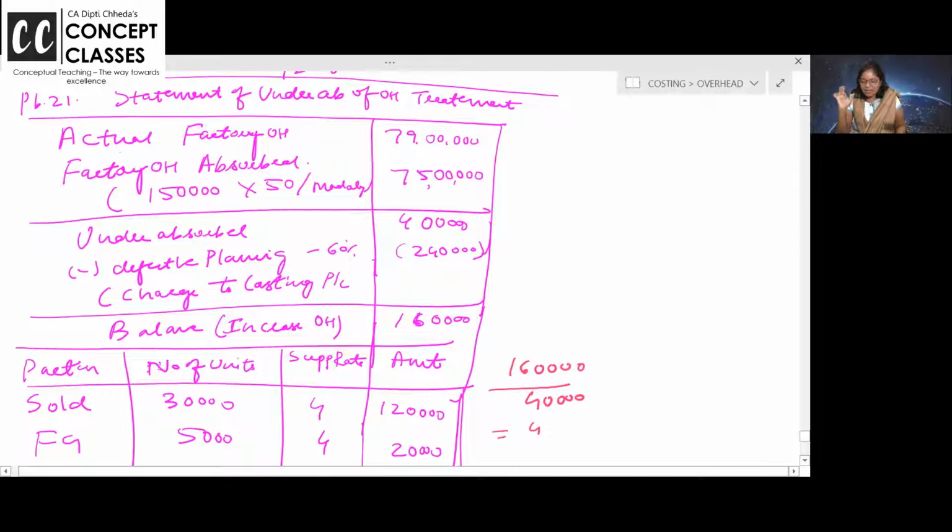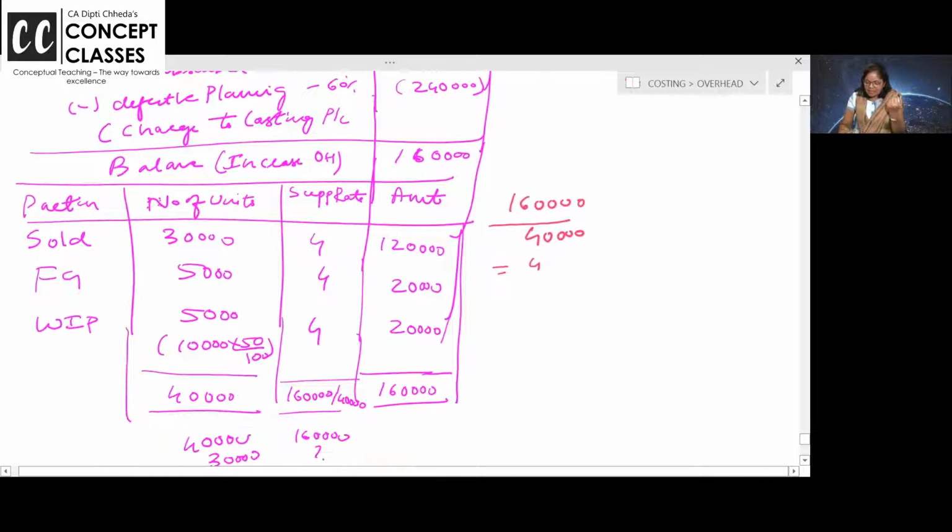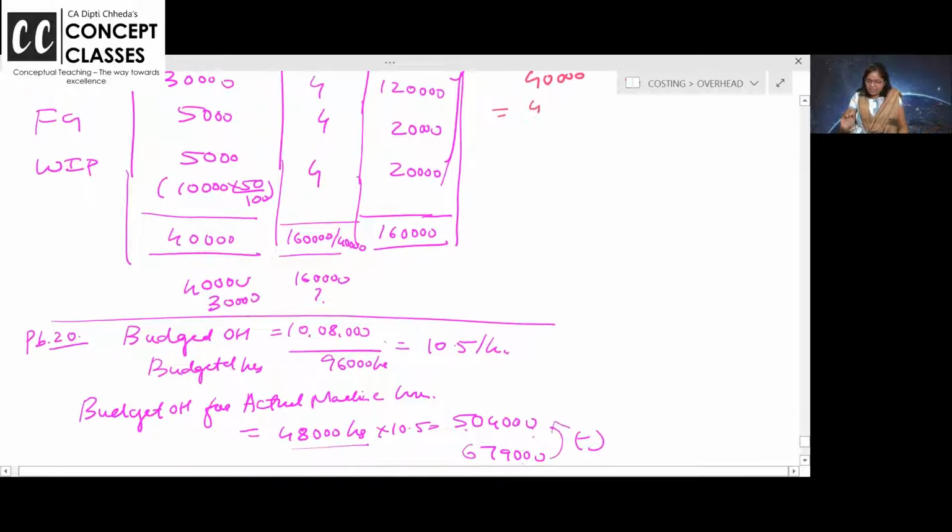Once again, actual factory overhead minus factory overhead absorbed will give you under absorption. Less for indirect reasons, whatever it may be, charge off to costing P&L and all. Balance 160 is under absorbed. Charge it, divide by equivalent units. Now, how do you get equivalent units? Number of units sold, number of units still in stock, and work in progress. That will give you equivalent units. Put the rate and charge it.